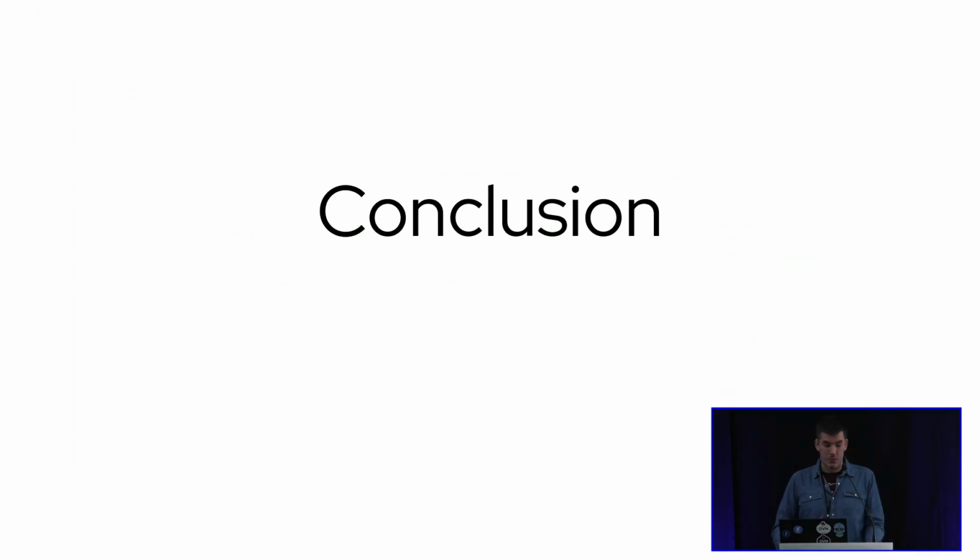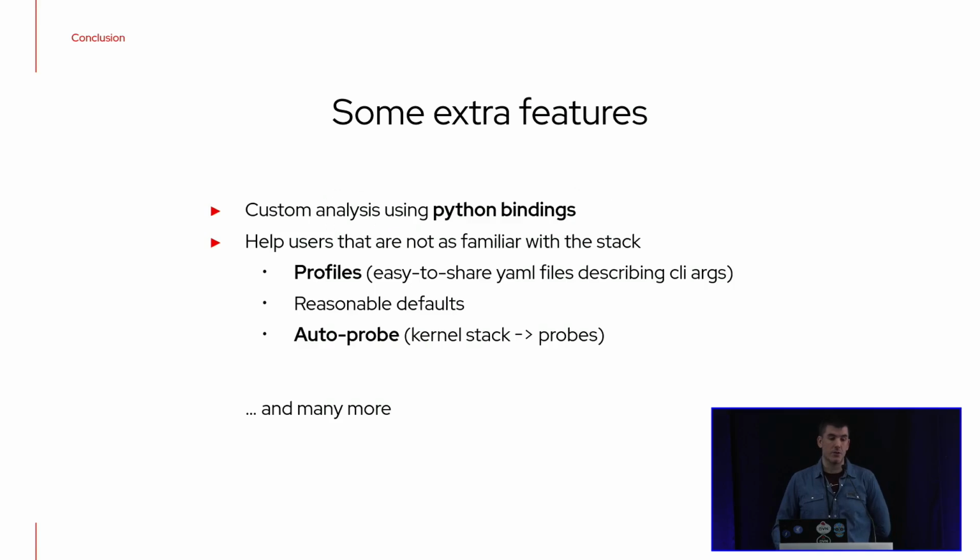So with this, we can wrap up the presentation. We have some extra features in Retis, which we don't have time to show today. We have Python bindings to allow users to implement any kind of custom post-processing utility. We have easy to share YAML files in order to share these potentially long command line arguments. And we have some really cool stack analysis and automatic probe installation, and many more features.